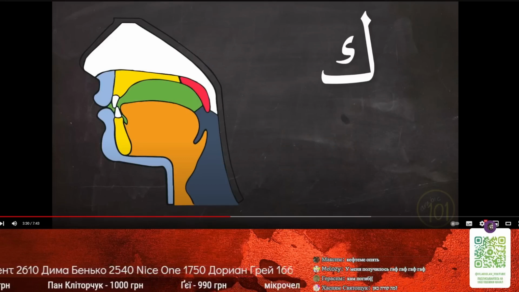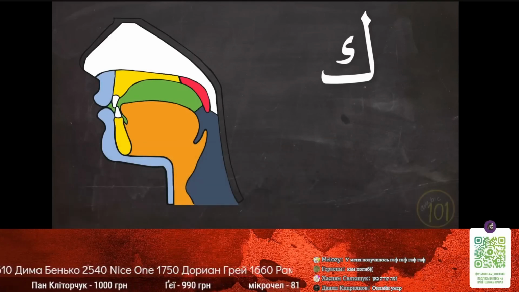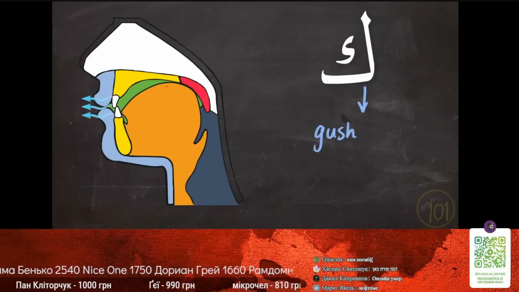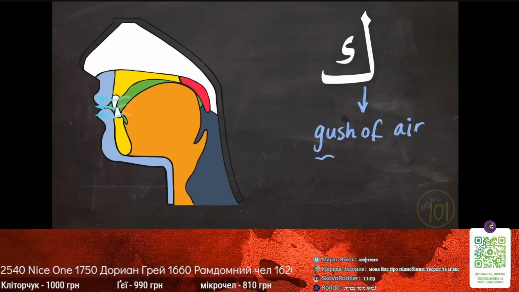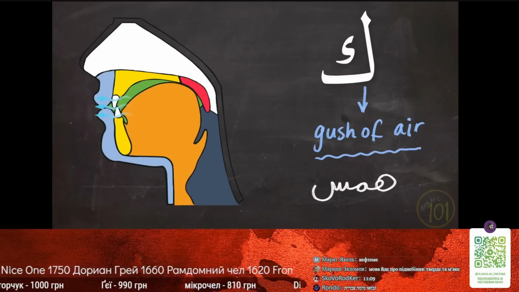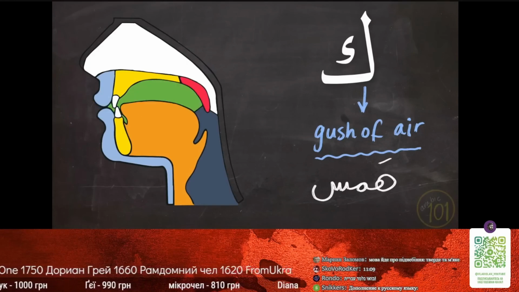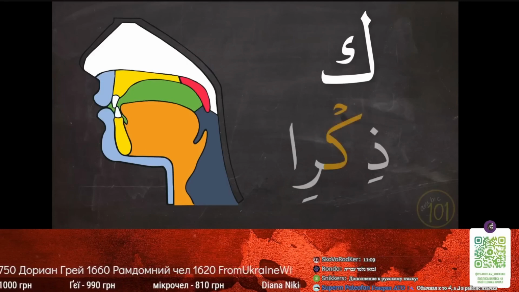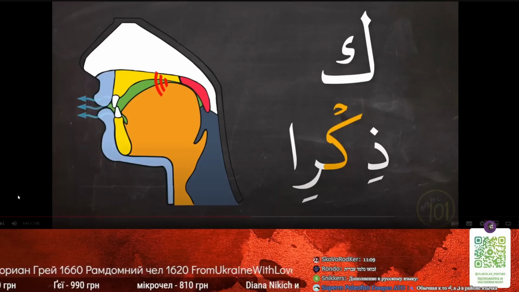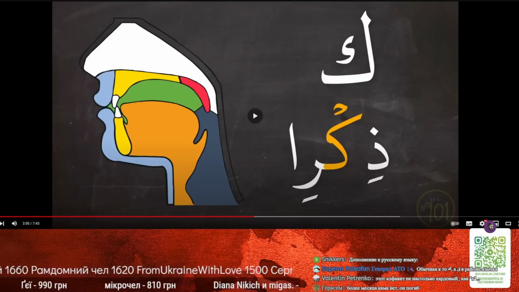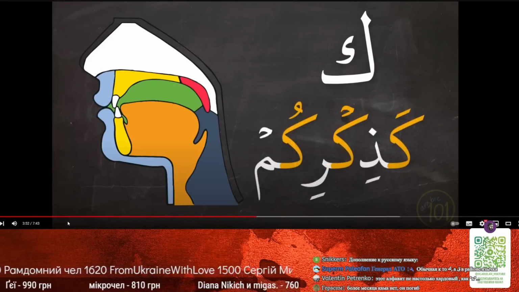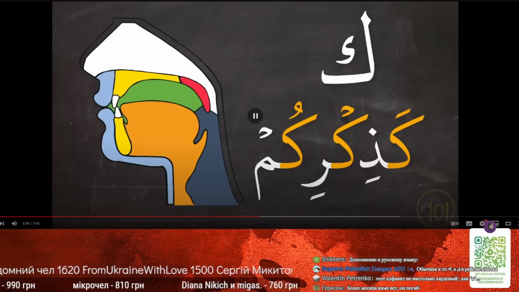We should also notice that when the Arabic kaf is produced, there is a slight gush of air or breath that is produced along with it. We call that hems, and this is most clear when kaf is in sukun position. Dhikra, dhikra. А что он поет? Kadhikrikum. Кевикрикум.